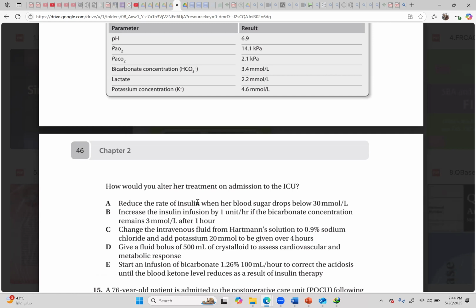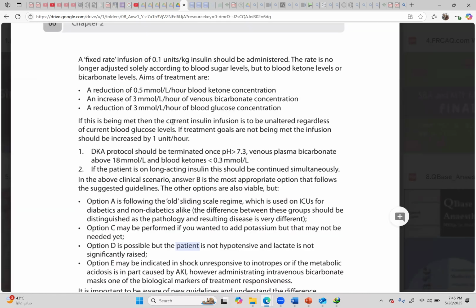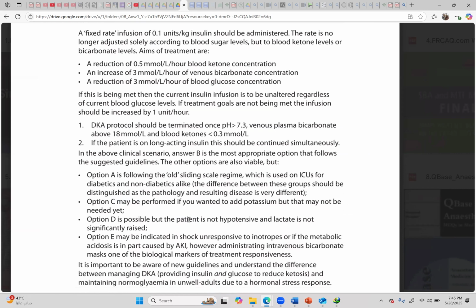And then the Hartmann's solution, 2.9% sodium chloride and add potassium to be given over 4 hours. This again is not the correct option. Maybe perform it if you wanted to add potassium, but that may not be needed yet. So you will only add potassium when the blood volume is restored and the patient starts having urine output.